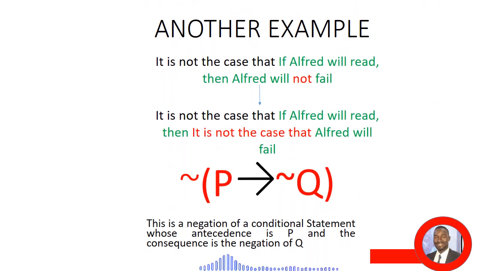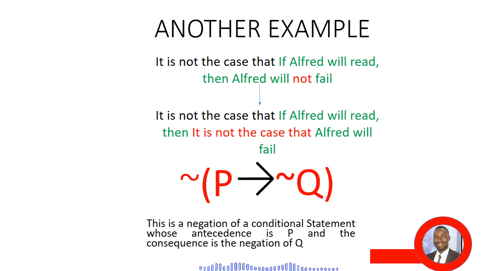Let's take a look at a little more complex example. The statement, it is not the case that if Alfred will read, then Alfred will not fail. This is also a negation of a conditional statement. However, the consequence of the negated conditional statement is carrying a negation. And so, to put this in logical sentence or statement, it will become, it is not the case that if Alfred will read, then it is not the case that Alfred will fail.